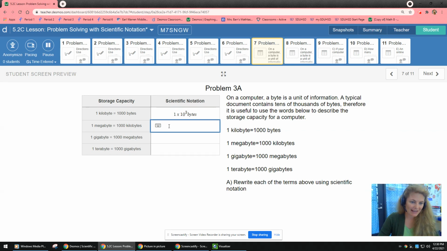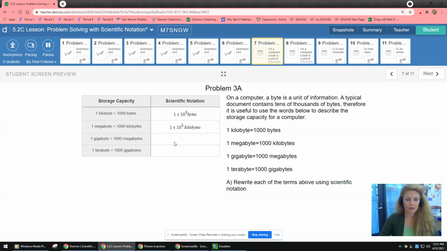So a megabyte is 1,000 kilobytes. So we have all those kilobytes, and then we have it times the bytes. So notice it's going to be groups of 3. It's another 3 decimal places. So 1 megabyte is 1 times 10 to the third kilobytes. So notice it's another group of 3 decimal places because it's kind of like going hundreds, thousands, millions, billions.